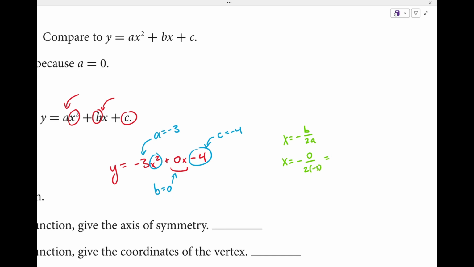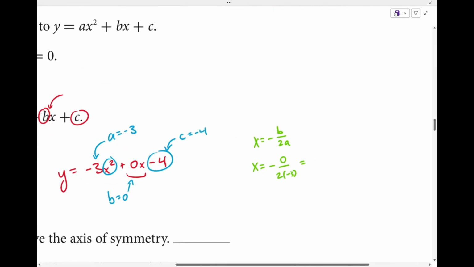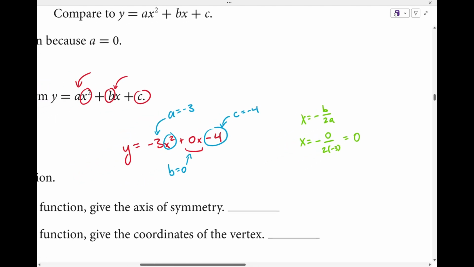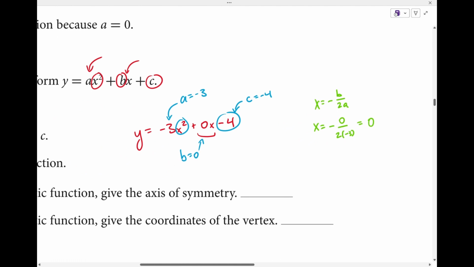And let's see what's happening here. 0 divided by anything is actually just 0. If you have 0 slices of pizza and you try to split it up amongst like 6 people, each person's going to get nothing because you didn't have any pizza to start with. So 0 divided by anything is 0. So my axis of symmetry is x equals 0.